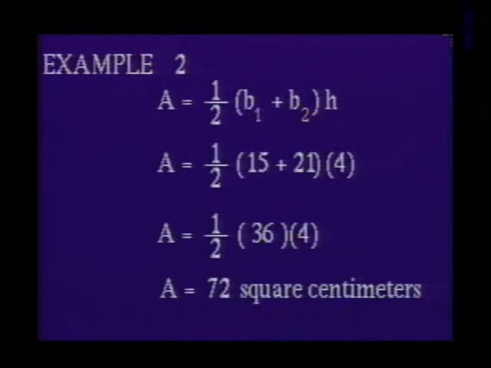Now that we know the height of the trapezoid, we are ready to substitute the values into the formula. This gives us A = 1/2 times the sum of 15 plus 21 times 4. Solving the equation, we get A = 72. Thus, the area of isosceles trapezoid PQRS is 72 square centimeters.